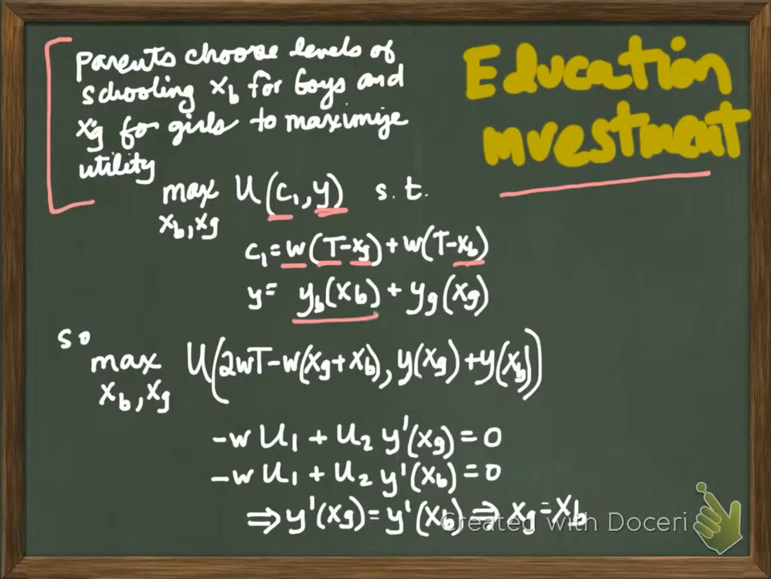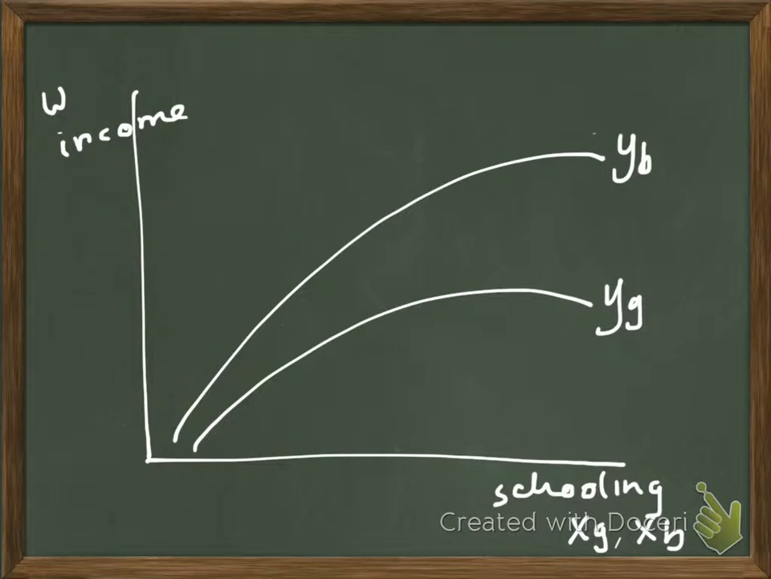We define that return by the function YB, which is a function of XB, how much time the boys are in school, and YG, the girls' return to schooling, which is a function of how much time the girls are spending in school, XG. Now, these functions might look like this. So we have the YG function for girls and the YB function for boys. They may look exactly the same. They may look different, as I've drawn them here.